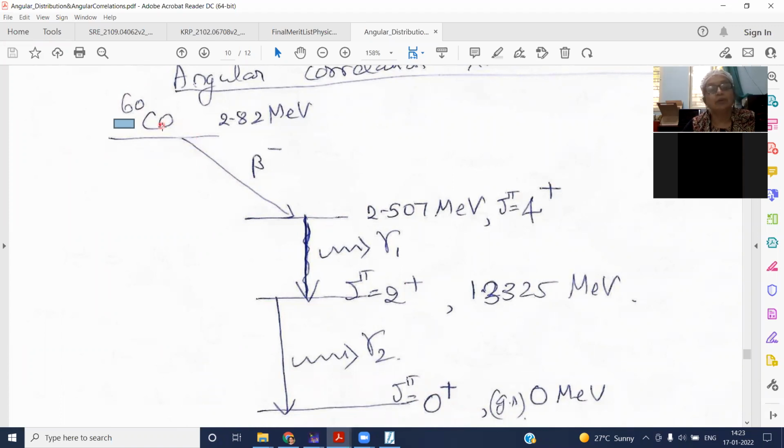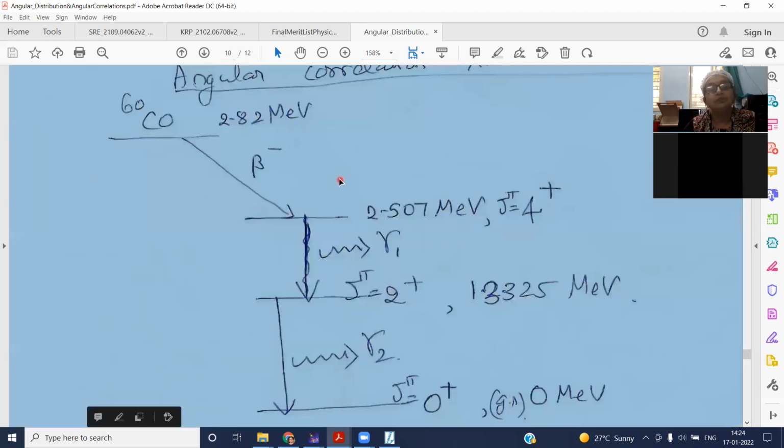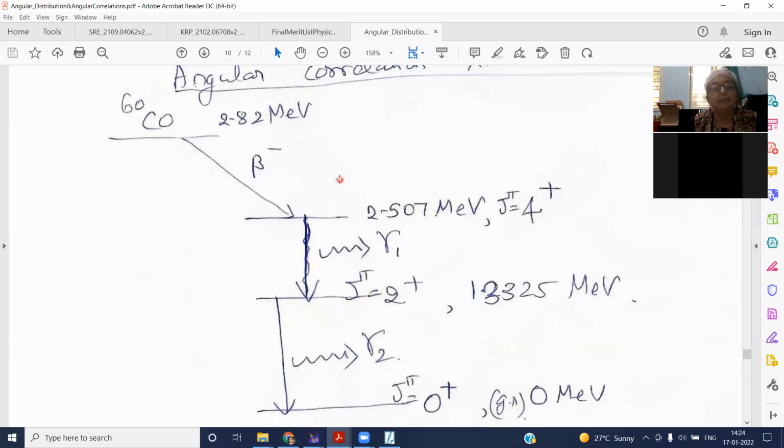Beta is emitted by cobalt-60, and when it comes here, it is in an excited state. What happens when a beta particle is emitted? Will the nucleus be the same? What happens to the nuclear numbers, the quantum numbers, whatever are the numbers associated with a nucleus in a beta decay? I want your answer.